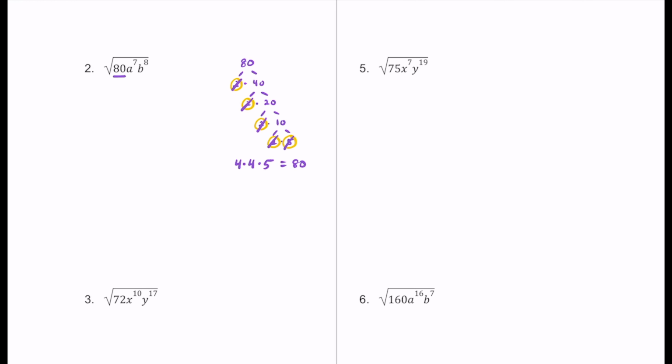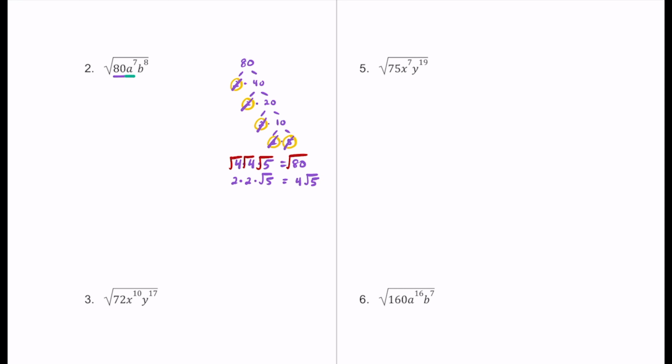So if we say that 4 times 4 times 5 is equal to 80, then if we take the square root of 80, that's the same thing as root 5 times root 4 times root 4. Now, root 4 is equal to 2, root 4 is equal to 2, and we have a root 5. So 2 times 2 is 4. So this is really just the same thing as 4 times the square root of 5, right? That's the most simplified radical for the square root of 80.